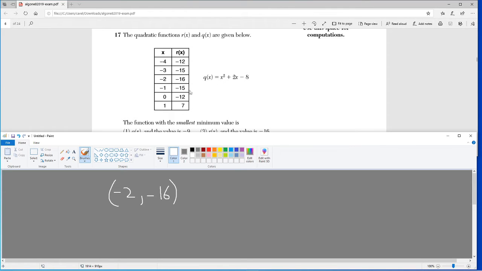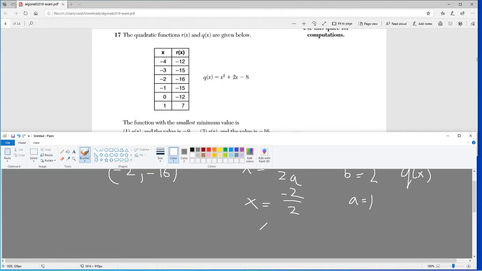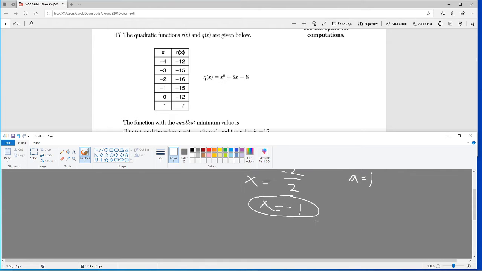So r of x for the minimum is at -2, -16. For q of x, we have to do x equals -b over 2a. b is equal to 2 and a is equal to 1, so x is equal to -2 over 2, which is x equals -1. So this one's minimum is at x equals -1.